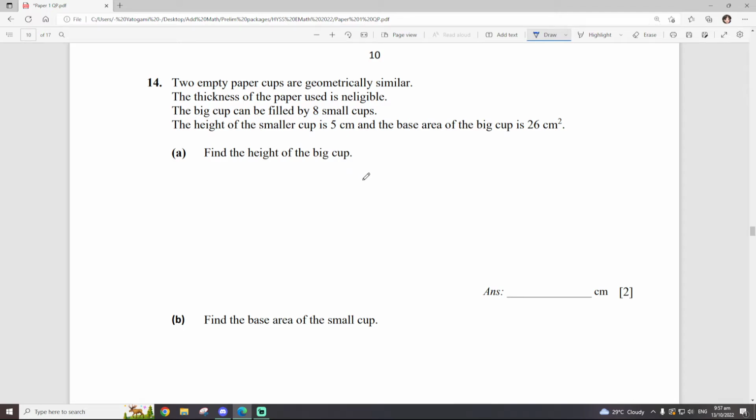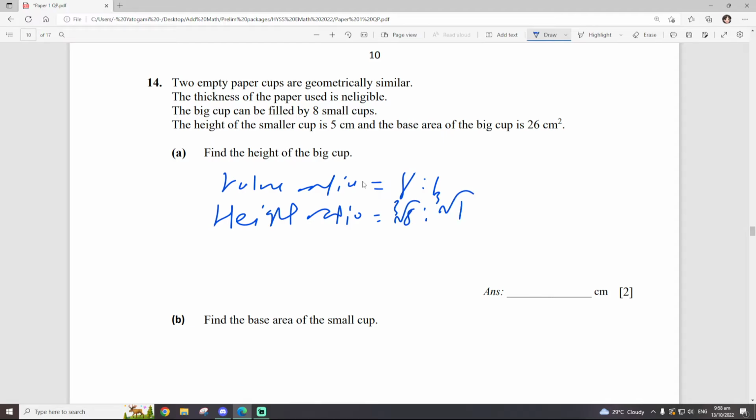Two empty paper cups are geometrically similar. Thickness of the paper is negligible. Big cup can be filled by 8 small cups. So that means the volume of the big cup is 8 times. Height of the smaller cup is 5 and the base area of the big cup is 26. Find the height of the big cup. Alright, so the volume ratio is 8 to 1. So the height ratio equals the cube root of 8 to the cube root of 1, which is 2 to 1. So it is 5 times 2, 10.